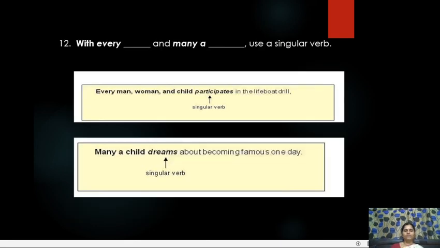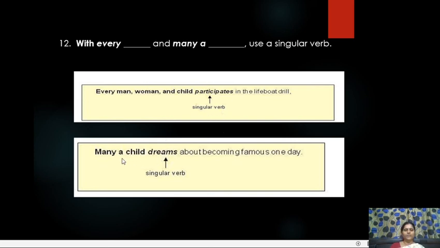With every and many a, use a singular verb. Every man, woman, and child participates in the lifeboat drill. Here we have used every. So every man, woman, and child participates. That means individually, each and every one we are referring to as an individual person. So we have to use a singular verb.